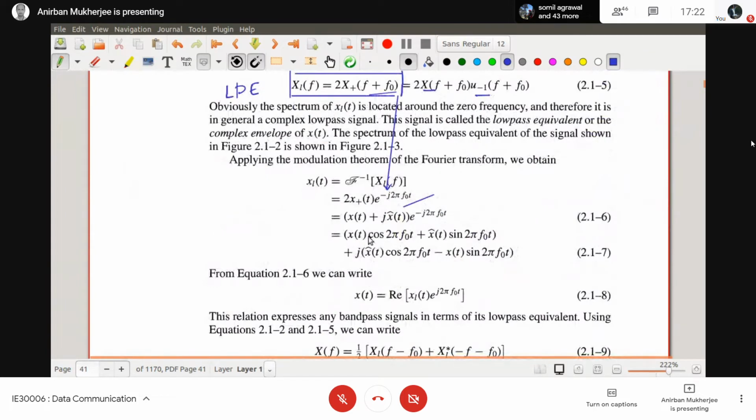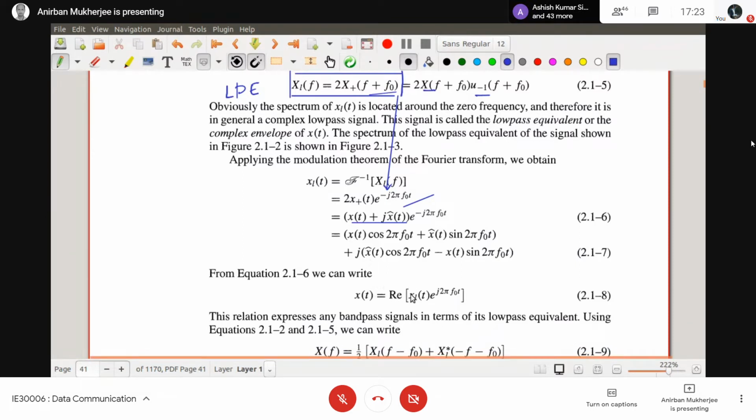So, I am just writing x_+(t) equals x(t) plus j x̂(t), where x̂(t) is the Hilbert transform of this x(t). Now, if I break this into x(t) times cos 2πf0t plus j sin 2πf0t, that is x(t) cos 2πf0t and x̂(t) sin 2πf0t and j of this. Then I can write what about x(t)?